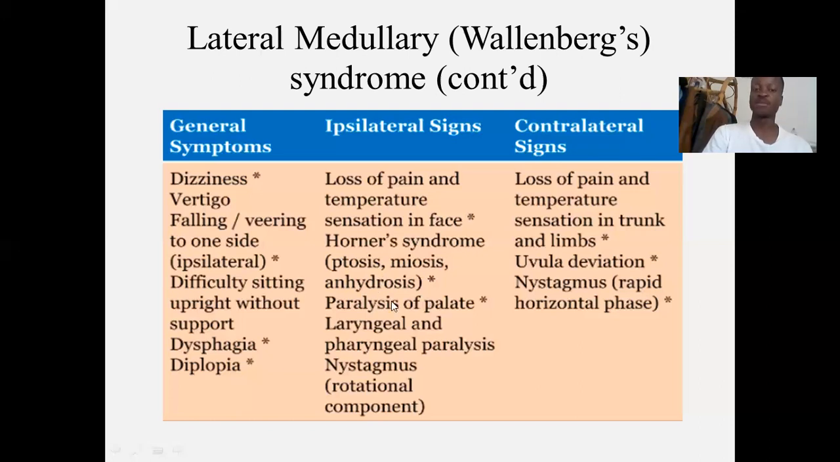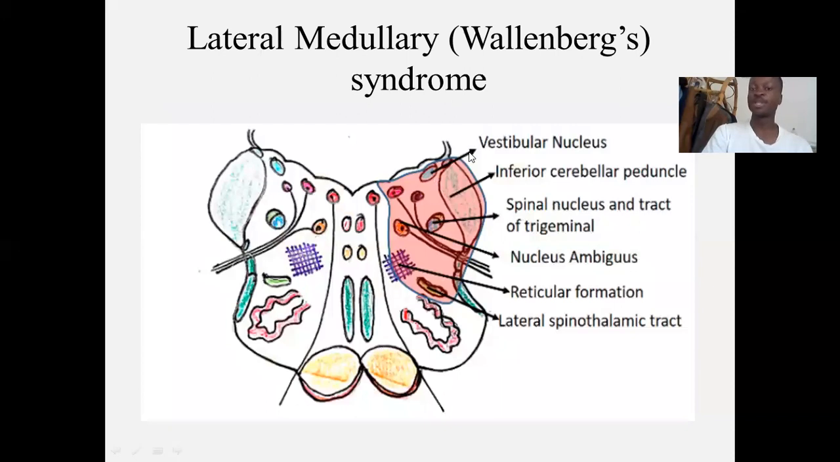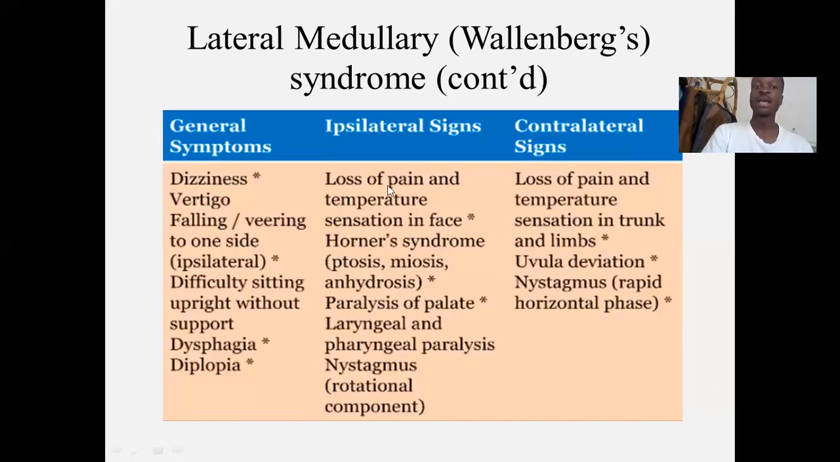And you're going to have paralysis of the palate because you're going to affect the nucleus ambiguus, remember. You're also going to have laryngeal and pharyngeal paralysis, and you're also going to see nystagmus because if you look at this, right, notice the presence of the vestibular nucleus. It's also being affected in this region, right? Then contralaterally, that is below the neck, you're going to have loss of pain and temperature sensations in the trunk and the limbs because of affecting your lateral spinothalamic tracts. Then you're also going to see uvular deviation as well as nystagmus, that is a rapid horizontal phase. Right.